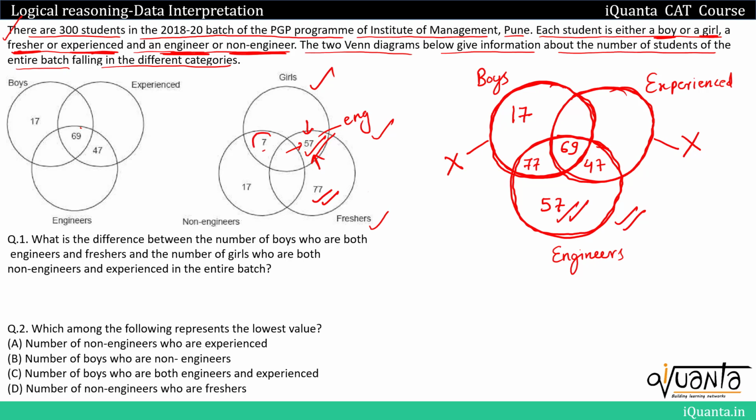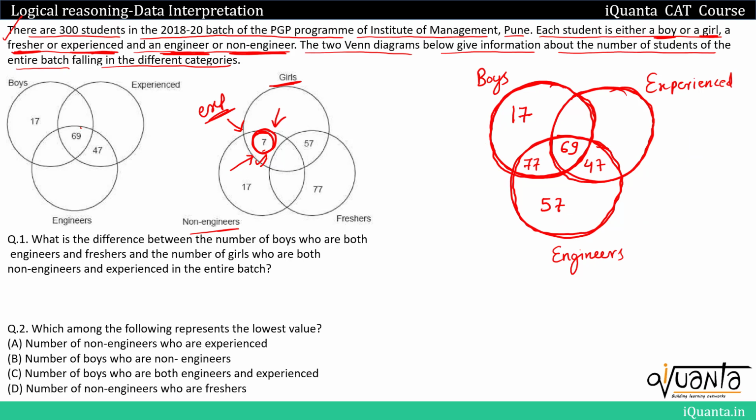Let us find out what is this 7 from the second Venn diagram. So if we look at this 7 over here, it is lying inside set of girls, inside set of non-engineers, but it is lying outside the set of freshers. That means they will be experienced. So we are talking about 7 girls who are experienced and non-engineers.